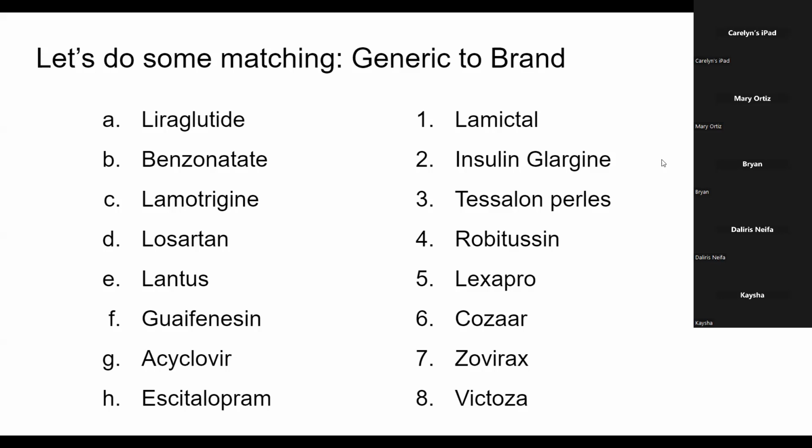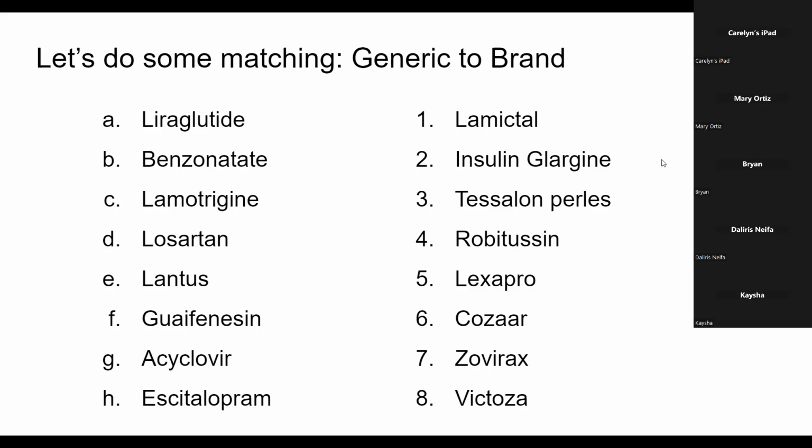F is guaifenesin. Guaifenesin goes with Robitussin. It's our cough syrup. F is number 4. G is acyclovir. G goes with Zovirax, or number 7. And H is escitalopram, goes with Lexapro, which is number 5.